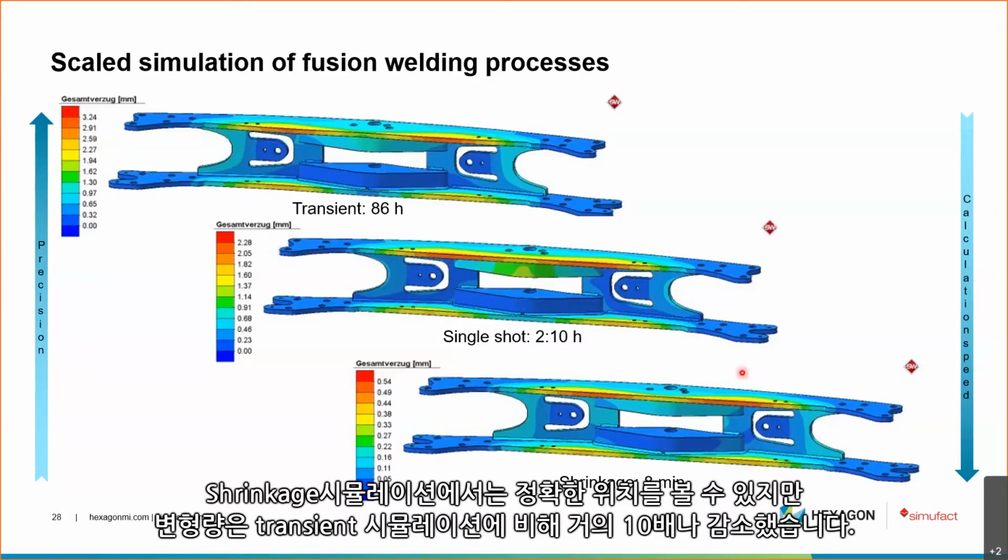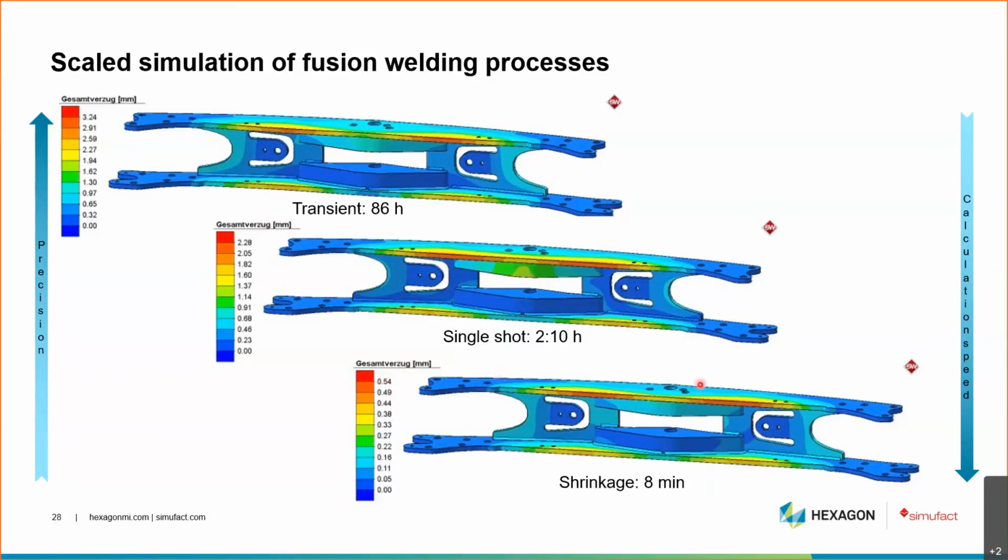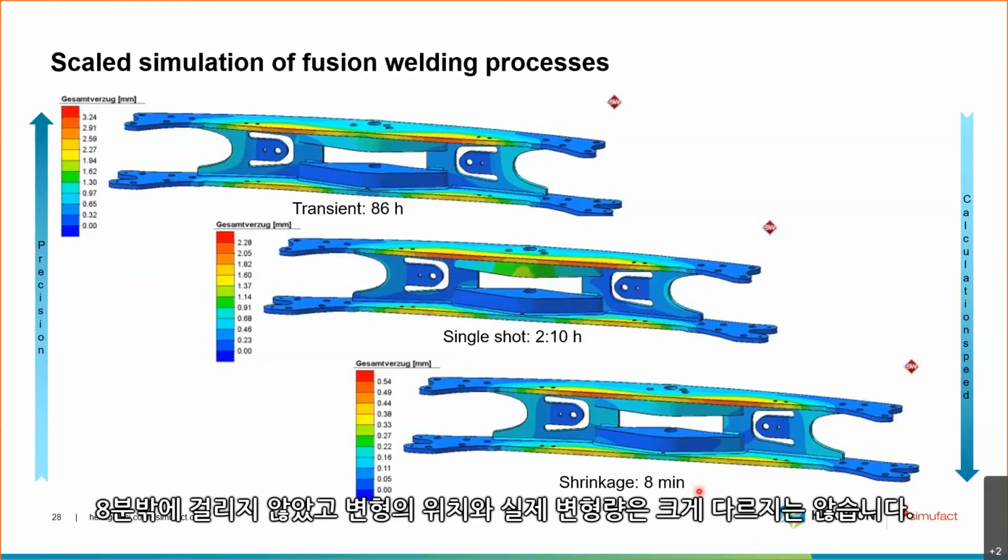With the shrinkage simulation, we once again see the correct positions, but the total distortion is by a factor of almost 10 below the transient simulation. So it's less precise, but it's once again faster. It took only 8 minutes. It shows the position of distortions, but not that much the real distortion value.